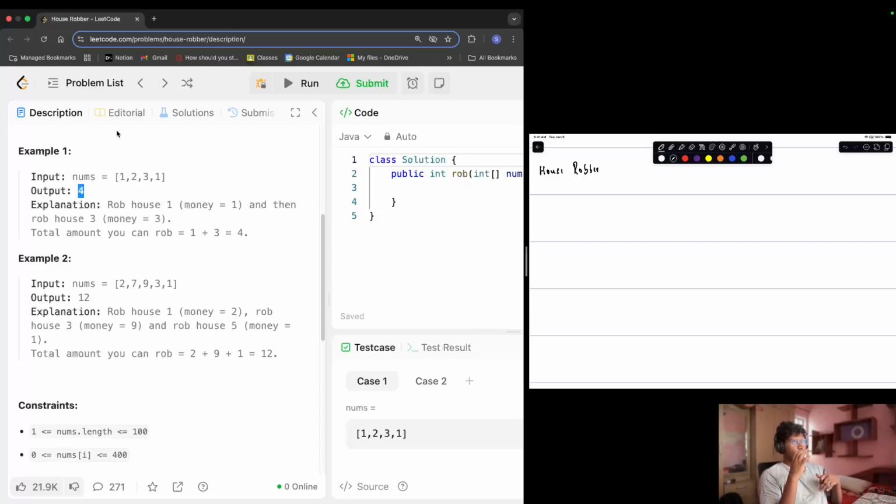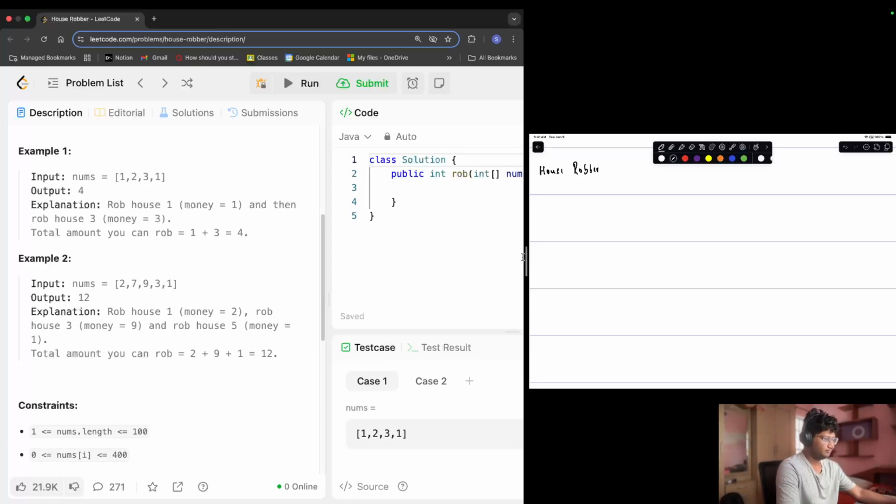Can we think of all the possibilities? By all the possibilities I mean the possibility of picking 2 or not picking 2, picking 7 or not picking 7, picking 9 or not picking 9, picking 3 or not picking 3, picking 1 or not picking 1. If I do that, I will finally arrive at all the possibilities of robbing the houses without alerting the cops. Once I get all the possibilities, I can just take the maximum one. I think this would be the right approach, right?